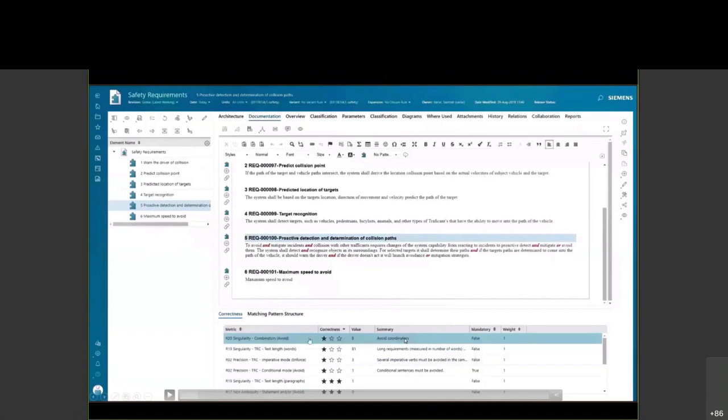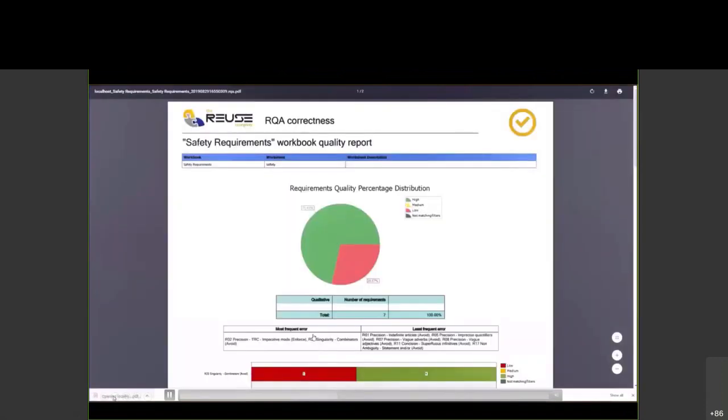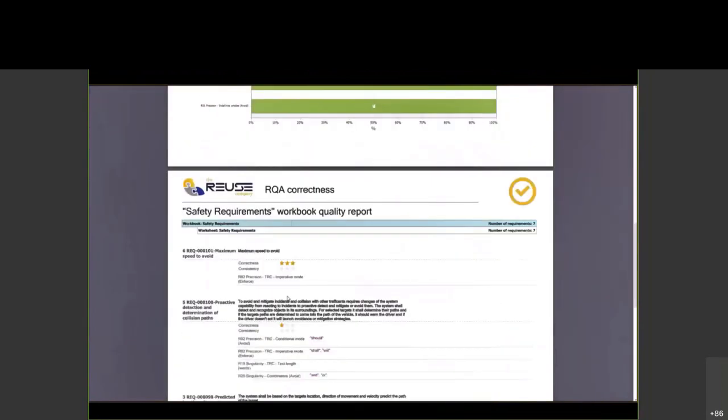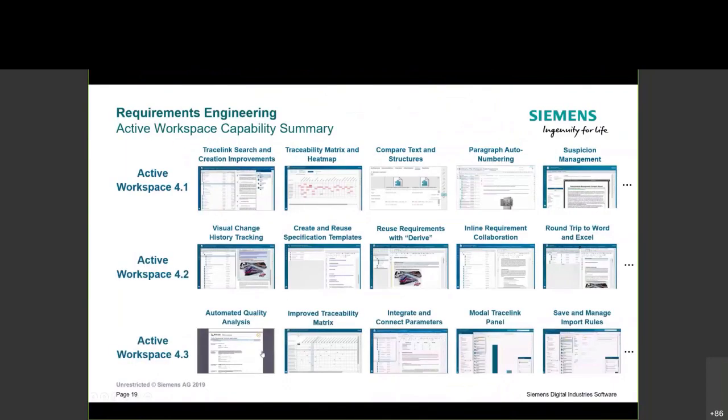So there's this table at the bottom, which basically highlights to me the areas that I need to correct. And as I start correcting, I can clear up these things and then get to a point where my requirement is in a much better shape. Similarly, there are these kinds of reports. If you have a very large spec and you want to run a report on what the requirement quality is, you can do that using this report.